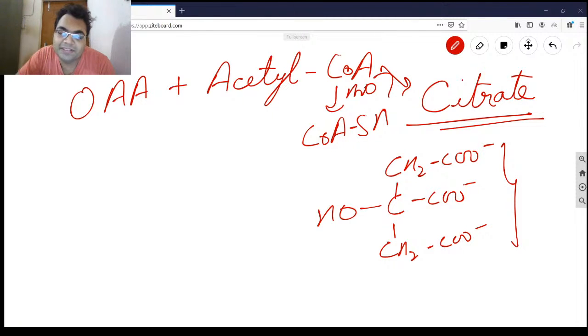During this process, since this is an oxidation process, something will be reduced. So NAD plus is reduced to produce NADH. One NADH is produced from this reaction. Next is alpha ketoglutarate, which we'll be discussing in this class.